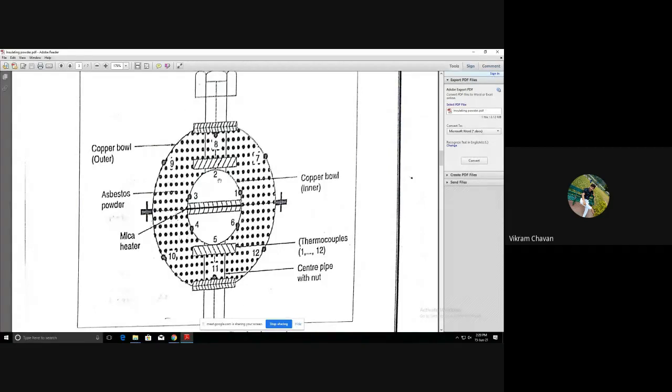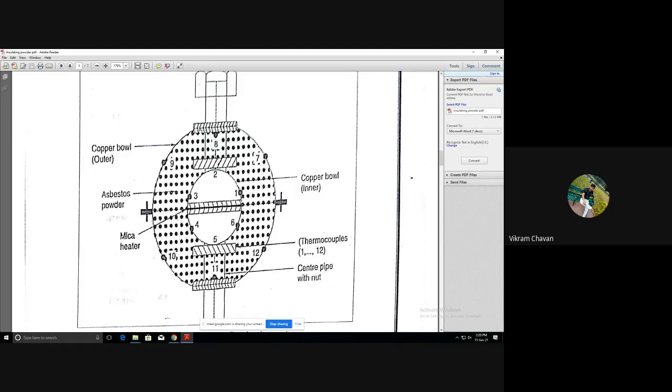Once the heat is generated by this heater, it will first be transferred to the inner sphere, and from the inner sphere the heat will transfer to the outer surface of the outer sphere. The space between these two surfaces is filled by the insulating powder, which will try to provide the maximum resistance to the transfer of heat from the inner surface to the outer surface.